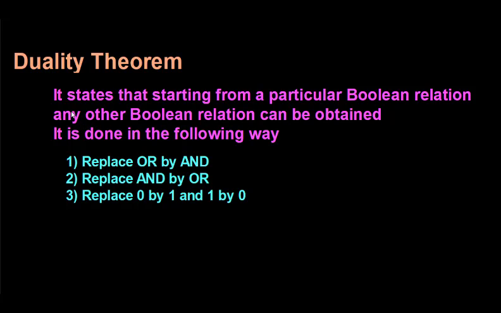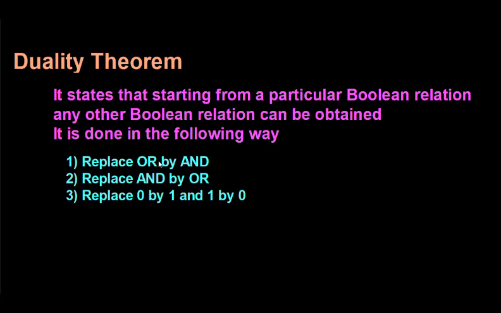We have done some laws. Now today we will be doing the duality theorem. So what does this duality theorem state? It states that starting from a particular Boolean relation, any other Boolean relation can be obtained, and we can do this in the following way.